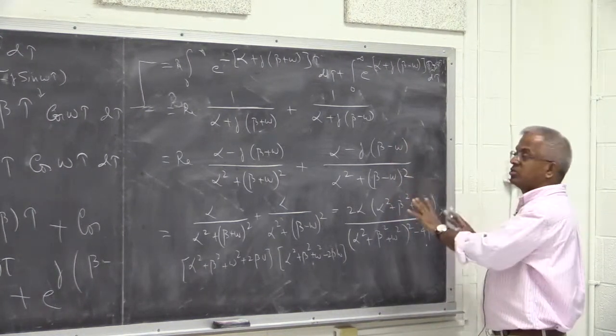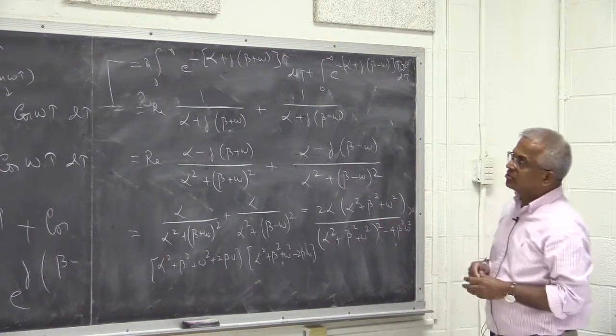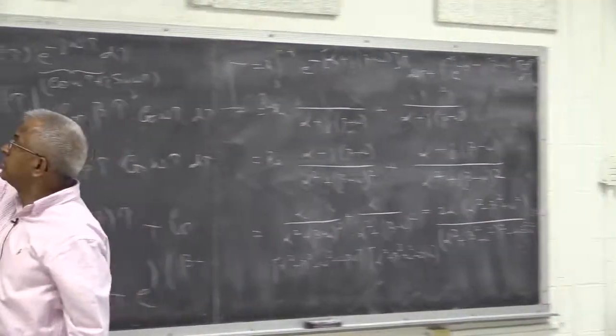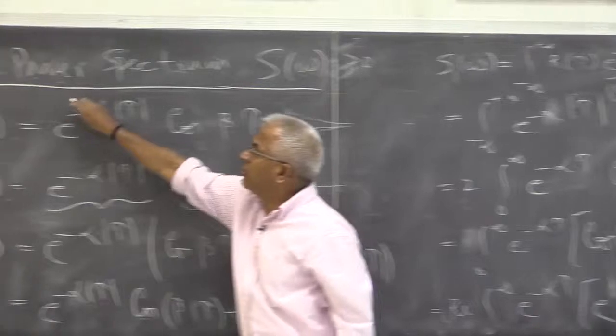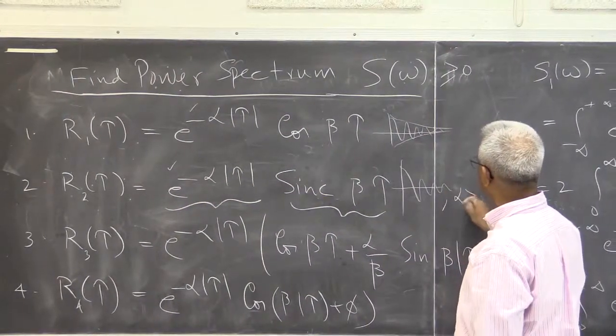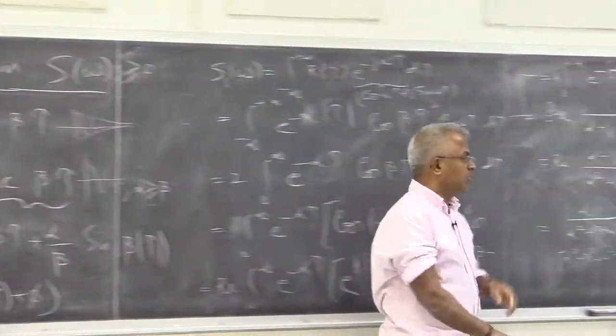So consequently, this is the spectrum. And the function, this is of course S1. So this is positive, and this is a valid autocorrelation function. This will be a valid autocorrelation function if alpha is greater than or equal to beta. So of course both equal to 1 is fine too.